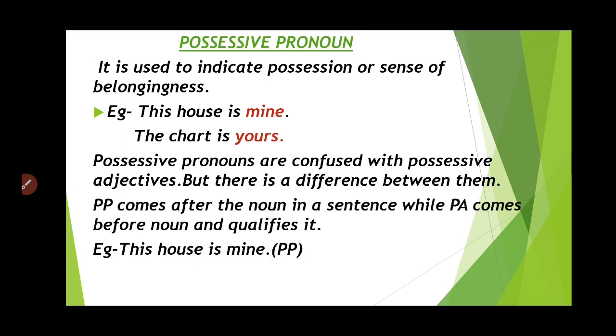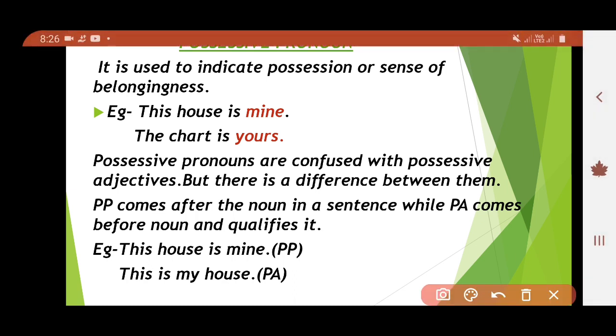Now, let me make one thing clear: possessive pronouns are often confused with possessive adjectives. Like we have possessive pronoun, similarly we also have possessive adjective. So there is a confusion. Sometimes we get confused about what is possessive pronoun and what is possessive adjective. Let me clear that there is a slight difference between these two. I have written here PP. Can you see PP? This shows possessive pronoun and PA shows possessive adjective.